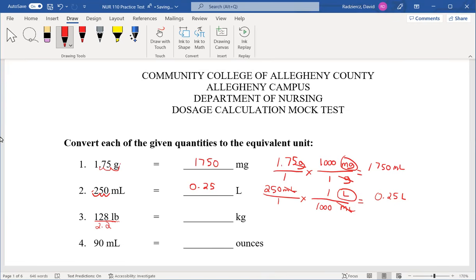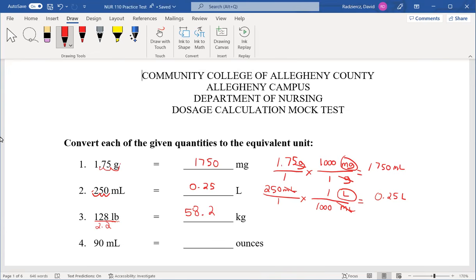128 divided by 2.2 will give you 58.18181818. It is just a repeating number. That's your clue that you're going to round that. And because it's a number greater than 1, you're going to round that to 58.2 kilograms.